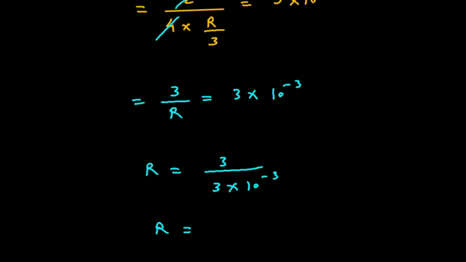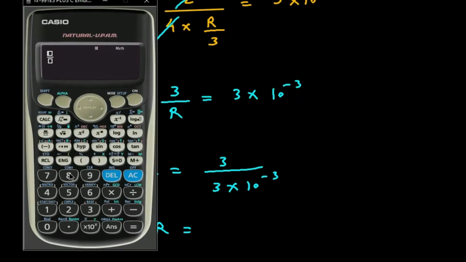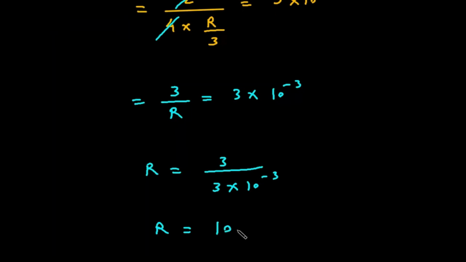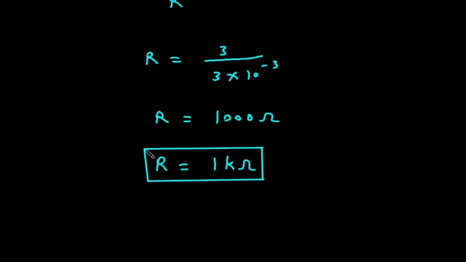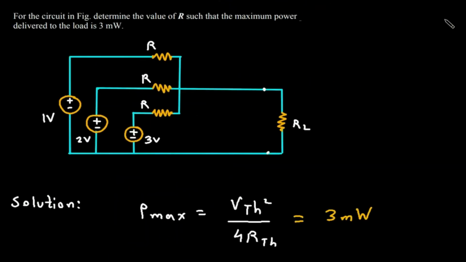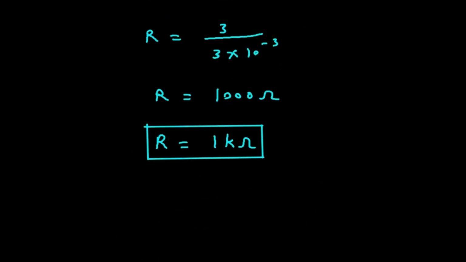So therefore R is equal to 1 by 10 raised to the power minus 3. So this will be 1000 ohm, or R is equal to 1 kilo ohm. What we have to find? We have to find the value of R. So here, this is the value of R.